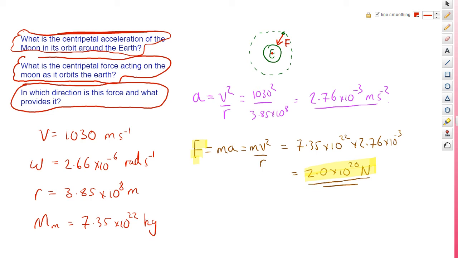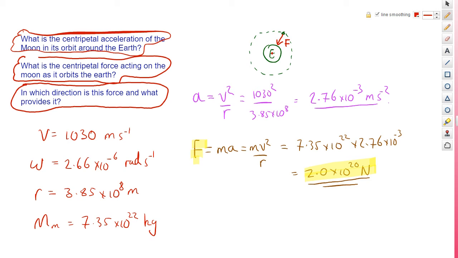Later on, in the gravity and orbits topic, there's another way to derive that force using Newton's law of gravitation, and at that point we can confirm that it is the force due to gravity. But for now, we've found the centripetal force because we know the speed it's going in its orbit, and we know that that's that huge value.